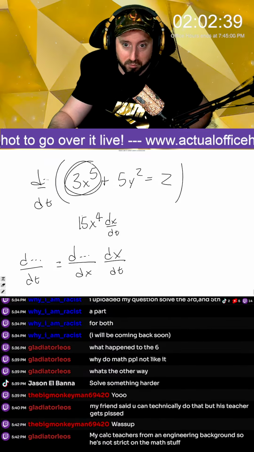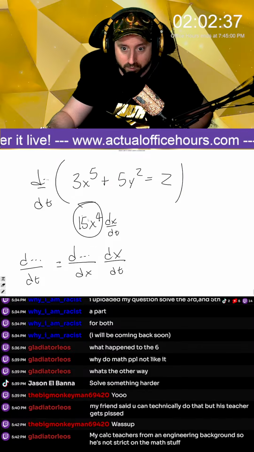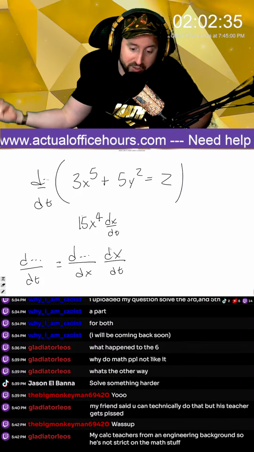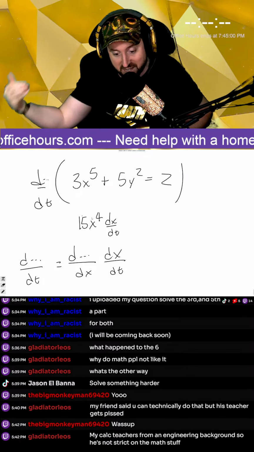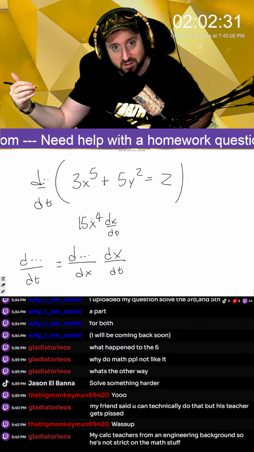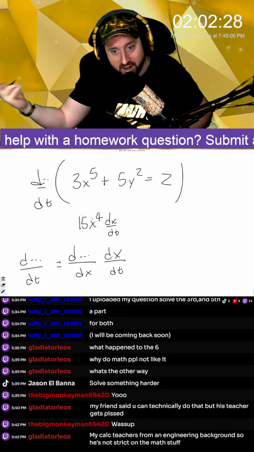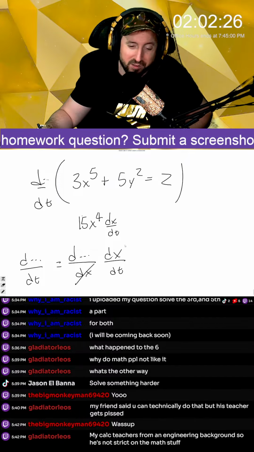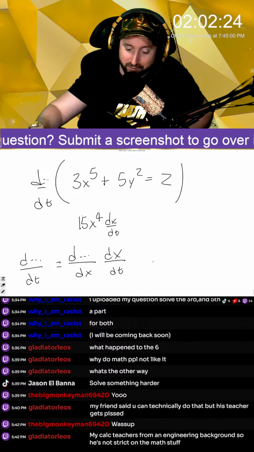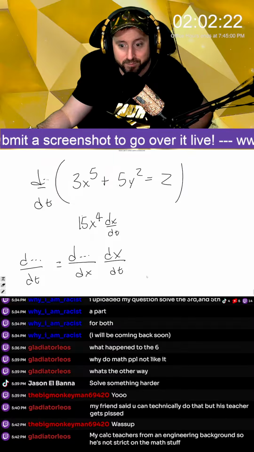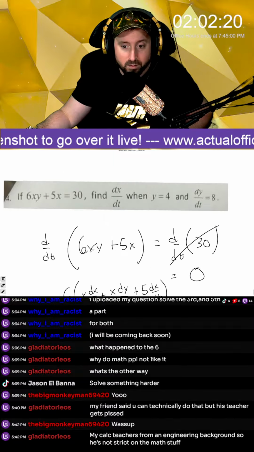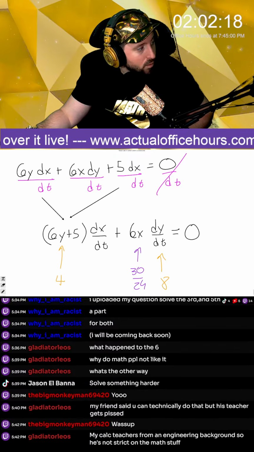That's where this comes from. So you're doing the derivative of this with respect to x, which would be 15x to the 4th. But then you need to multiply by the derivative of x with respect to t. So that's how it works. But also this looks like you also kind of do fraction math stuff. So I don't know, whatever. But okay, cool.